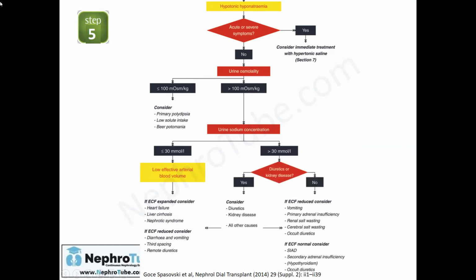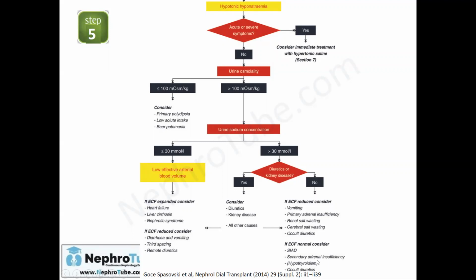If the urine sodium concentration is more than 30 millimole, ask yourself, is the patient using diuretics or has kidney disease? If yes, consider this the cause. If no, check the patient's extracellular fluid volume. If it is reduced, this may occur also with vomiting, primary adrenal insufficiency, renal salt wasting, cerebral salt wasting, occult diuretics. Occult diuretics is using diuretics in a hidden way. If the extracellular fluid volume is normal, consider SIADH syndrome, secondary adrenal insufficiency, hypothyroidism, and also occult diuretics.